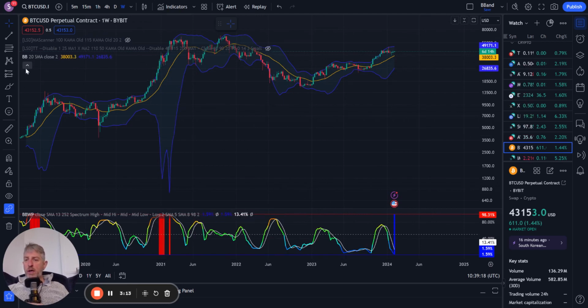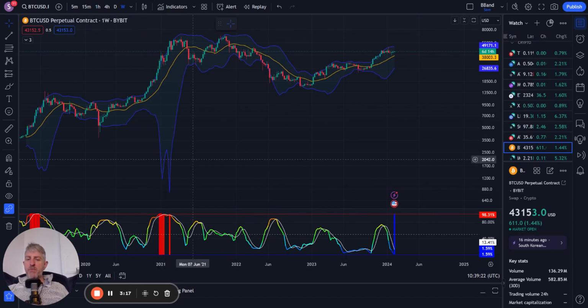I'm not entirely sure who developed the BBWP, but it's labeled Caretaker, who I'm aware has created a lot of amazing indicators. I don't know who he, she, or they are. Maybe one day I'll find out. This is, if you like, a percentage derivative of the Bollinger Band.